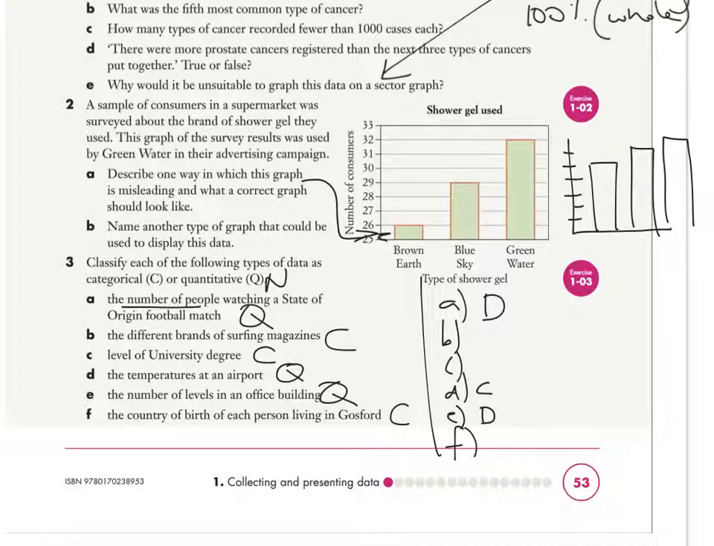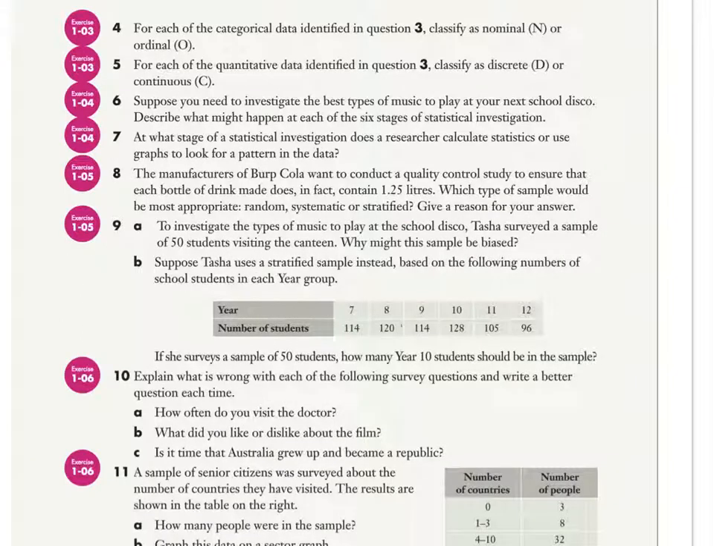Now, of the categorical, different brands of surfing magazine, that is definitely nominal. There's no order to that. Levels of university degree, definitely ordered. For example, diploma, bachelor, PhD, whatever. There's an order to it. And F, country of birth, there's no order to that. Okay, we talked about 4 and 5.